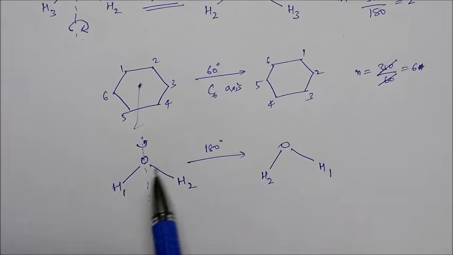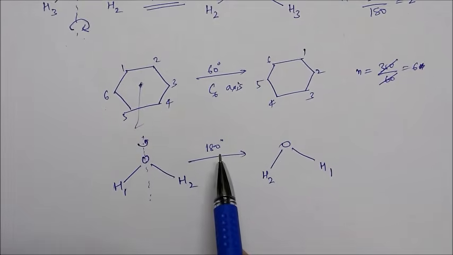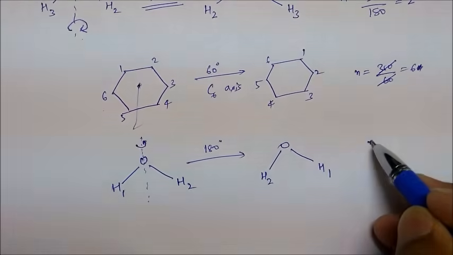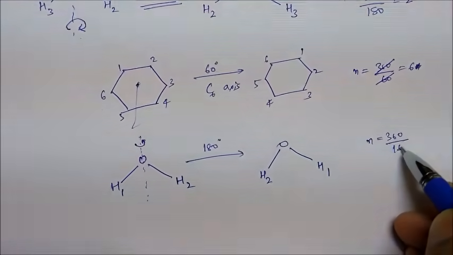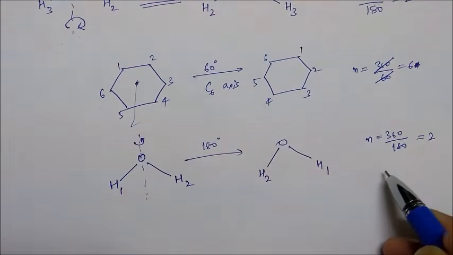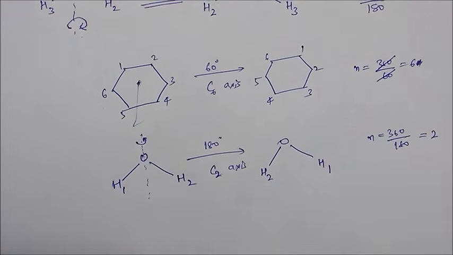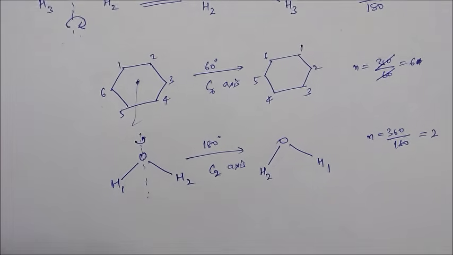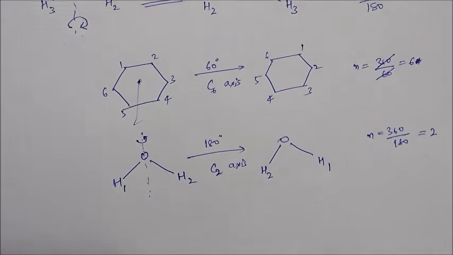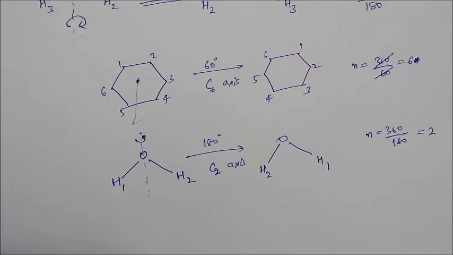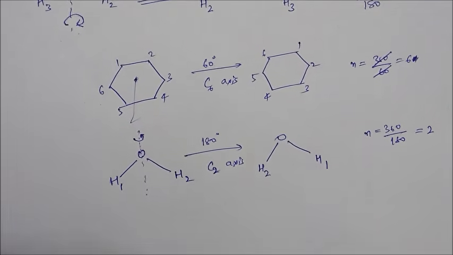So what we have done, we have rotated the molecule by 180 degrees. 180 degrees means 360 by 180, that is 2. So this is the C2 axis. C2 axis means two-fold axis, okay. So in this way you can easily find out the axis of symmetry, okay. Let's move on to the next one.